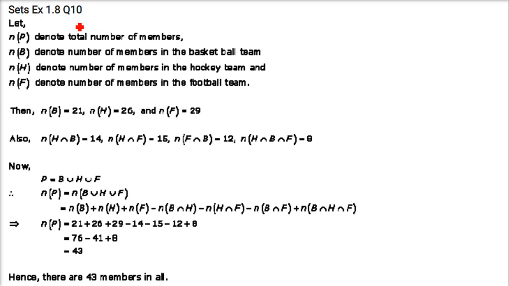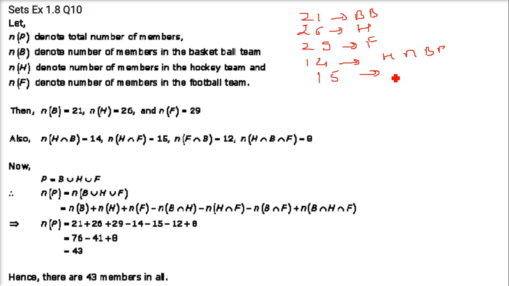Next, of the members of 3 athletic teams in a certain school, 21 are in the basketball team, 26 in the hockey team, 29 in the football team, 14 play hockey and baseball. Let me write it as B only. Then 15 play hockey and football. Then 12 play football and basketball. 8 play all of these 3 games.